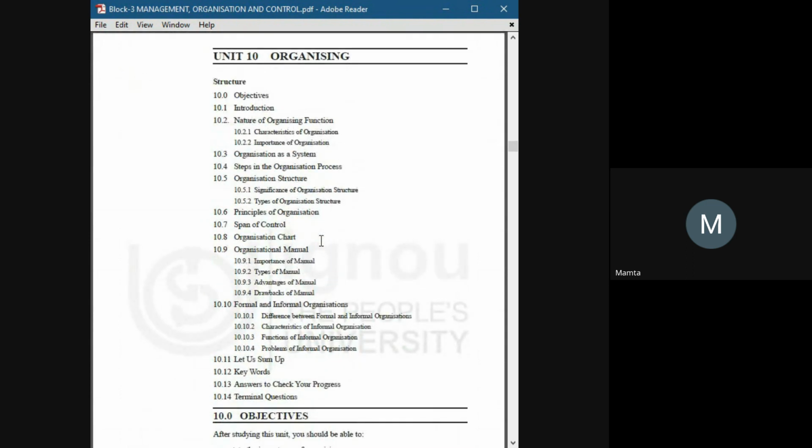Unit number 10, organizing. As I said, after planning, the second function of management is organizing. When we organize things, we do organizing. We organize our clothes. It's the step of organizing. Think of it like that.